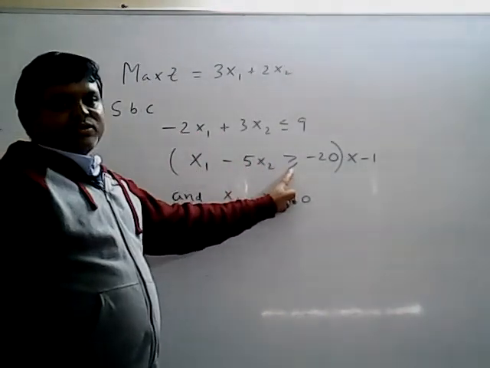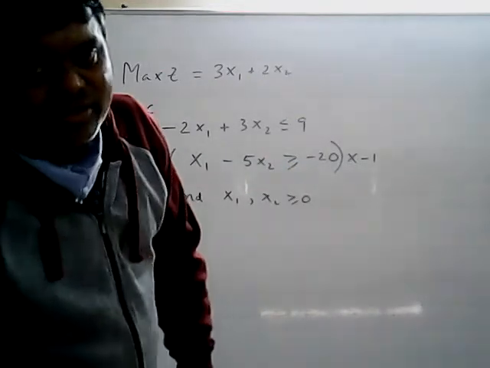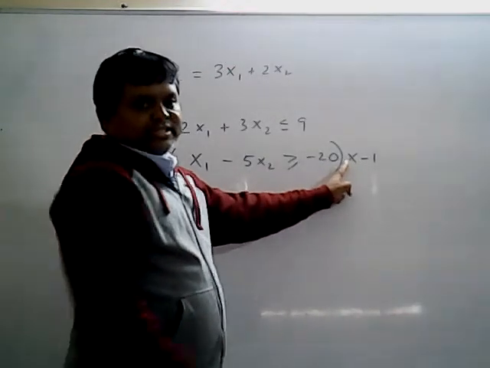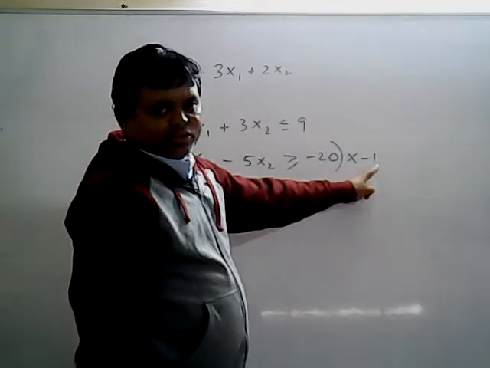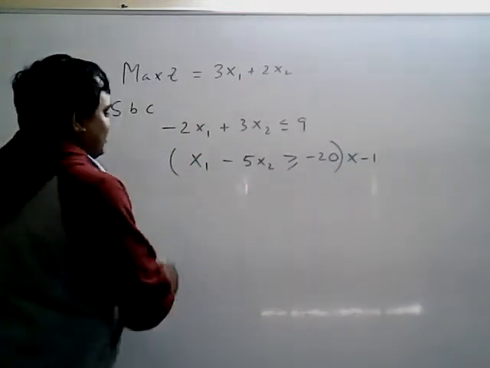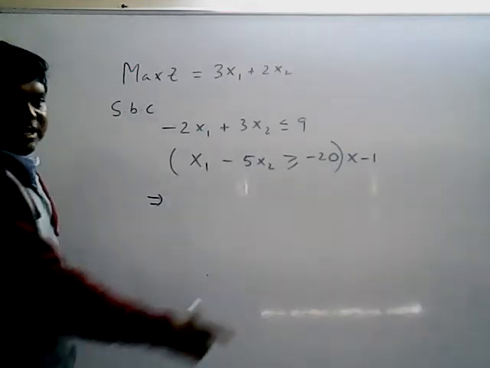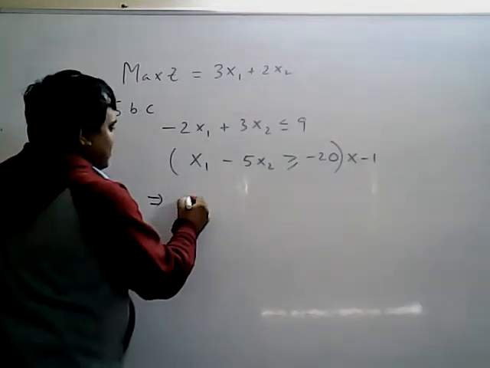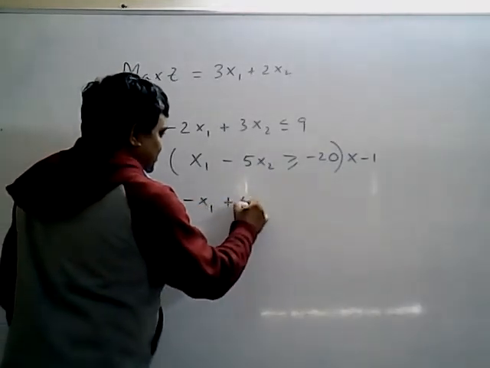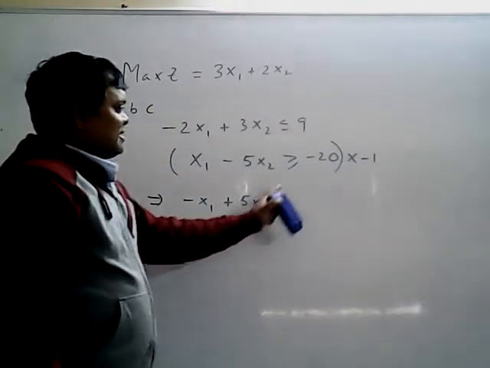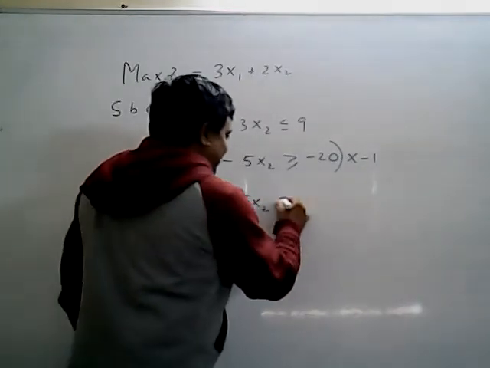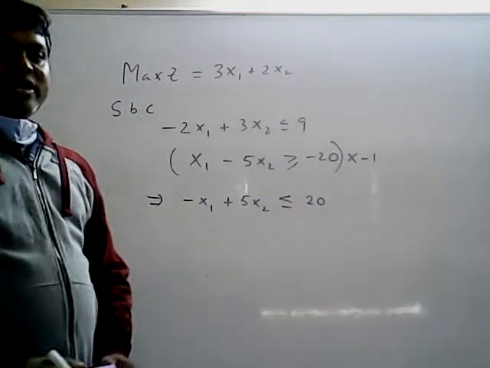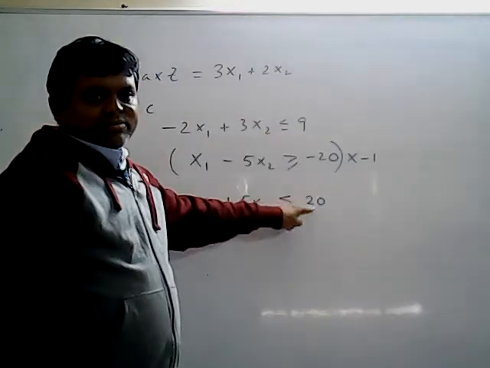x1 minus 5x2 greater than or equal to minus 20. Multiply the constraint by minus 1, multiplying every value by minus 1. This becomes minus x1, and minus into minus gives plus 5x2. Now the greater than or equal to becomes less than or equal to, and minus 20 becomes 20. Now both right hand side values are positive.